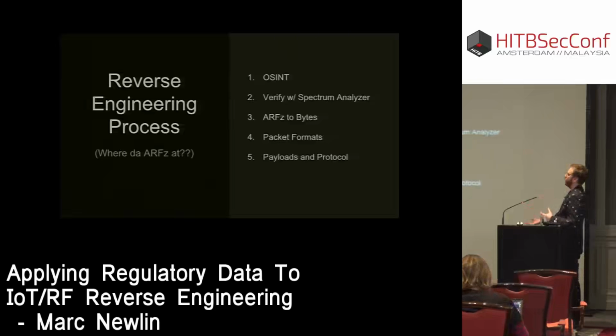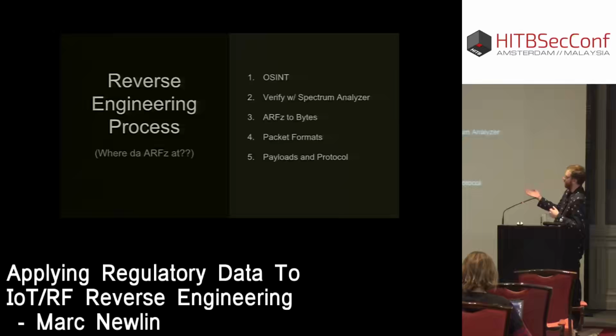So we have 5 stages here. We're going to start by doing open source intelligence. This is going to be using the internet to find out what we can about this device and how it operates. We're then going to verify with the spectrum analyzer that the information we got from the open source intelligence is correct. So this is going to be visually looking at it and saying, hey, does everything line up? Make sure we're on the right track so we don't waste more time.